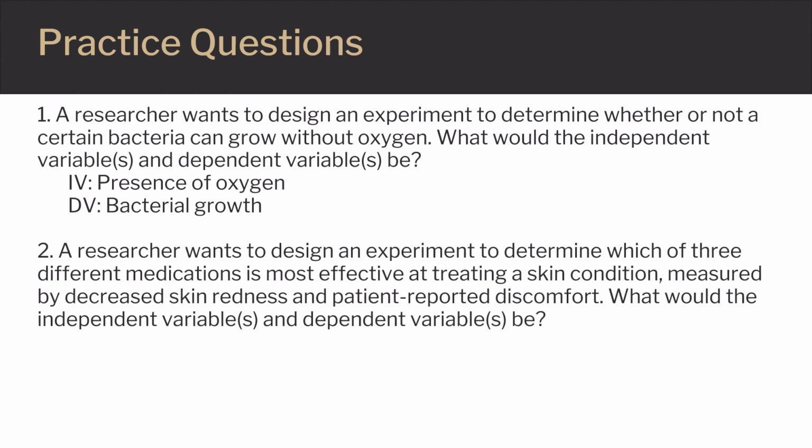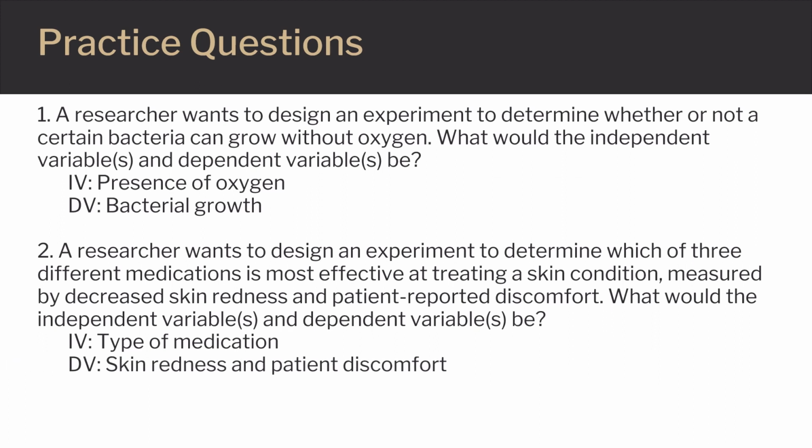2. A researcher wants to design an experiment to determine which of 3 different medications is most effective at treating a skin condition, measured by decreased skin redness and patient-reported discomfort. What would the independent variable and dependent variable be? Take a moment to pause the video and think about it. The answer is that the independent variable is the type of medication, and the dependent variable is the skin redness and patient discomfort.